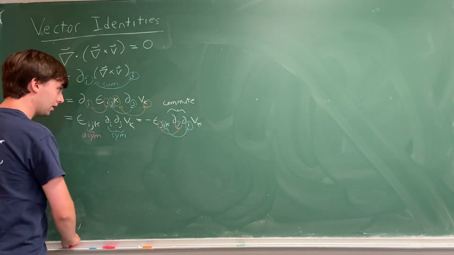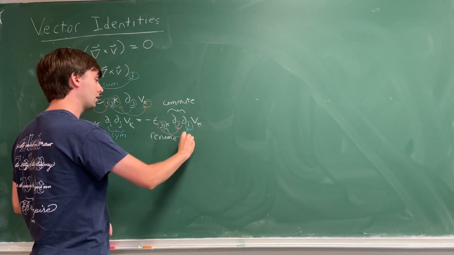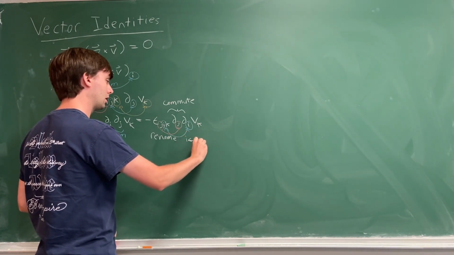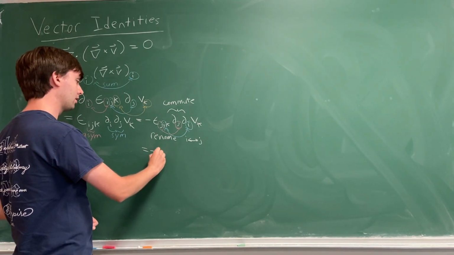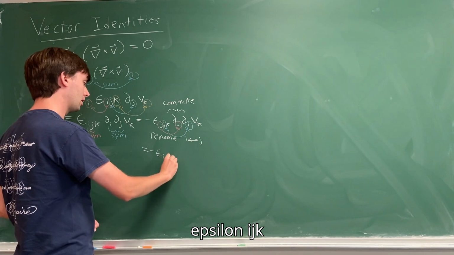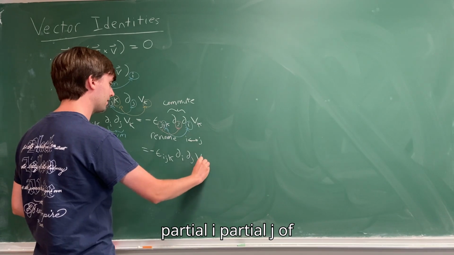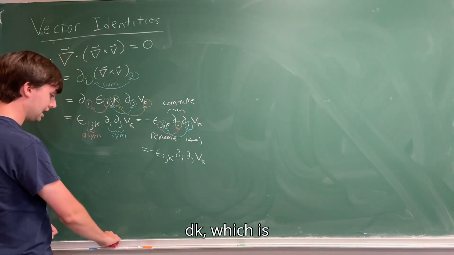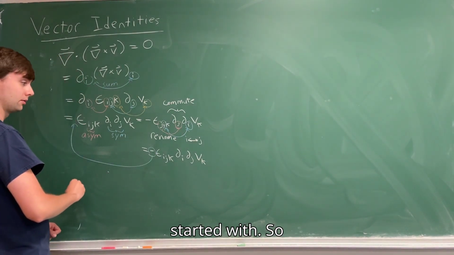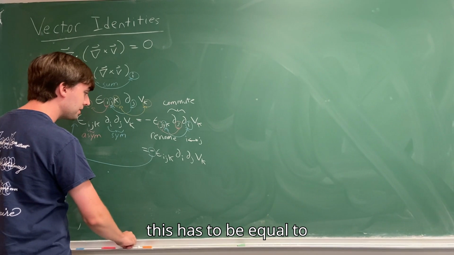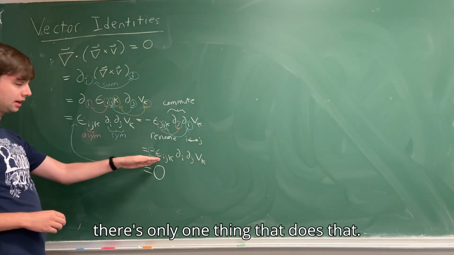So if I rename the i and the j, I get the negative epsilon ijk partial i, partial j of v k, which is the negative of what I started with. So this has to be equal to 0. It is equal to its own negative, and there's only one thing that does that.